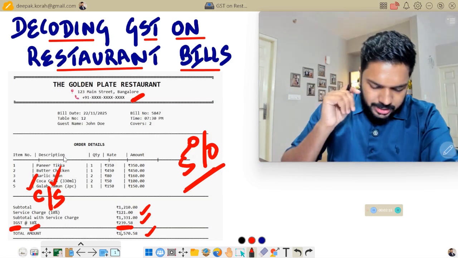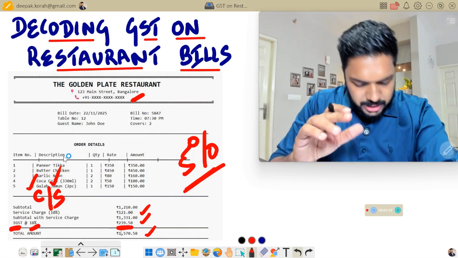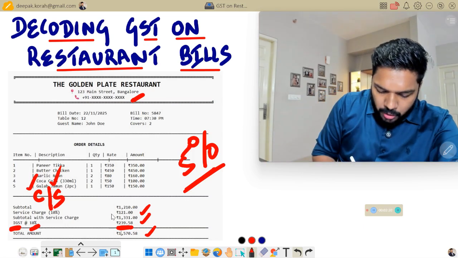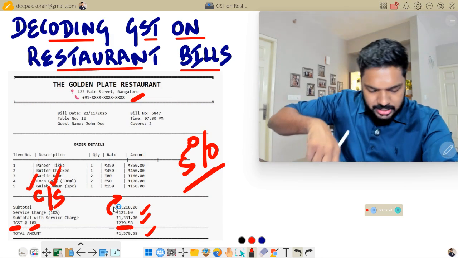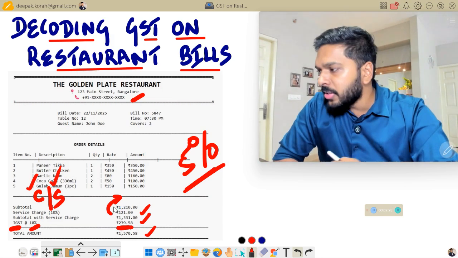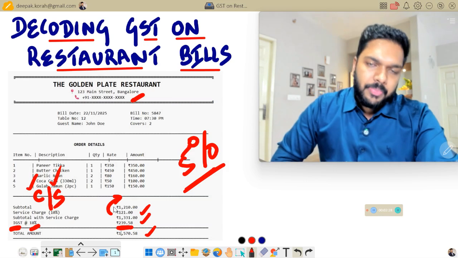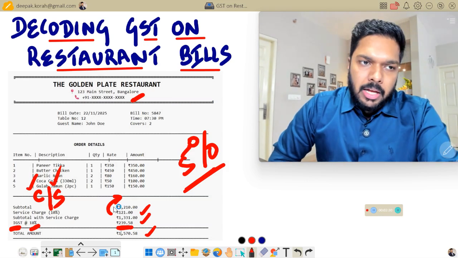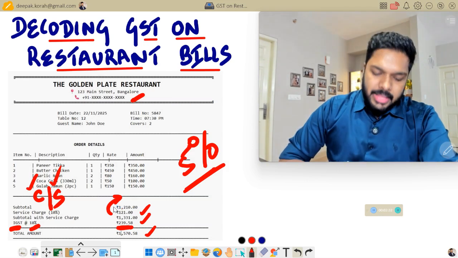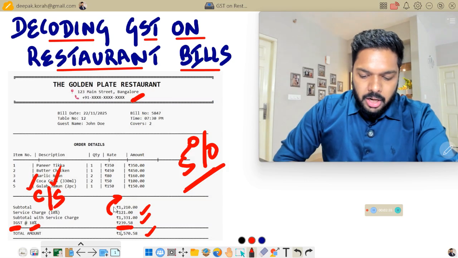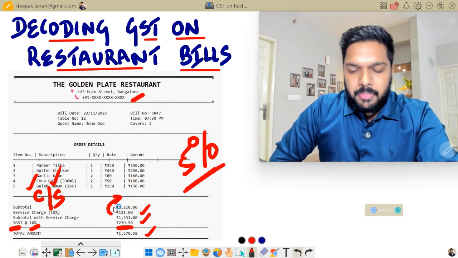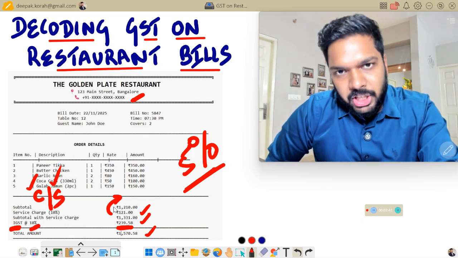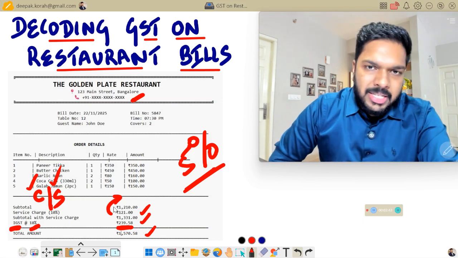And the last mistake that can be observed from this particular bill is that they have charged a service charge of 10% on the value, and on top of that they have charged GST. Now, as per the Central Consumer Protection Act, the government has clearly clarified that a service charge on a restaurant bill cannot be charged. It is not a mandatory charge. It is not a government fee or a government tax.